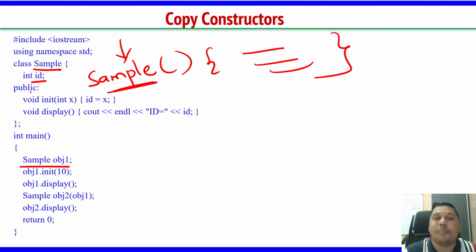See, sample object obj1. Okay, I created object obj1. Object 1 dot init 10. So there is a function, public function init.